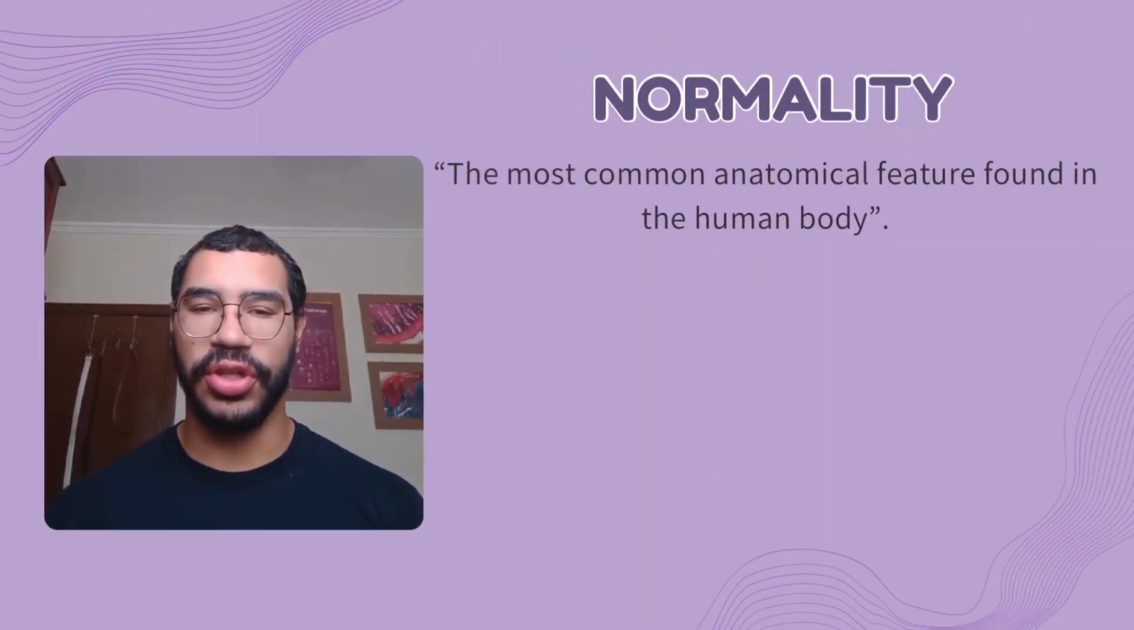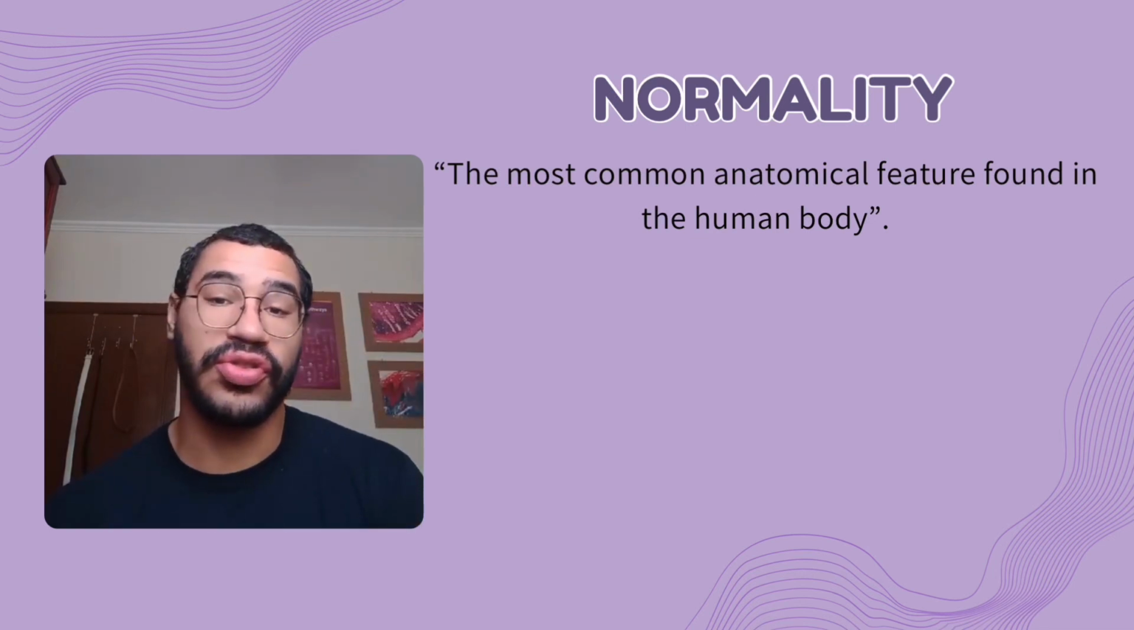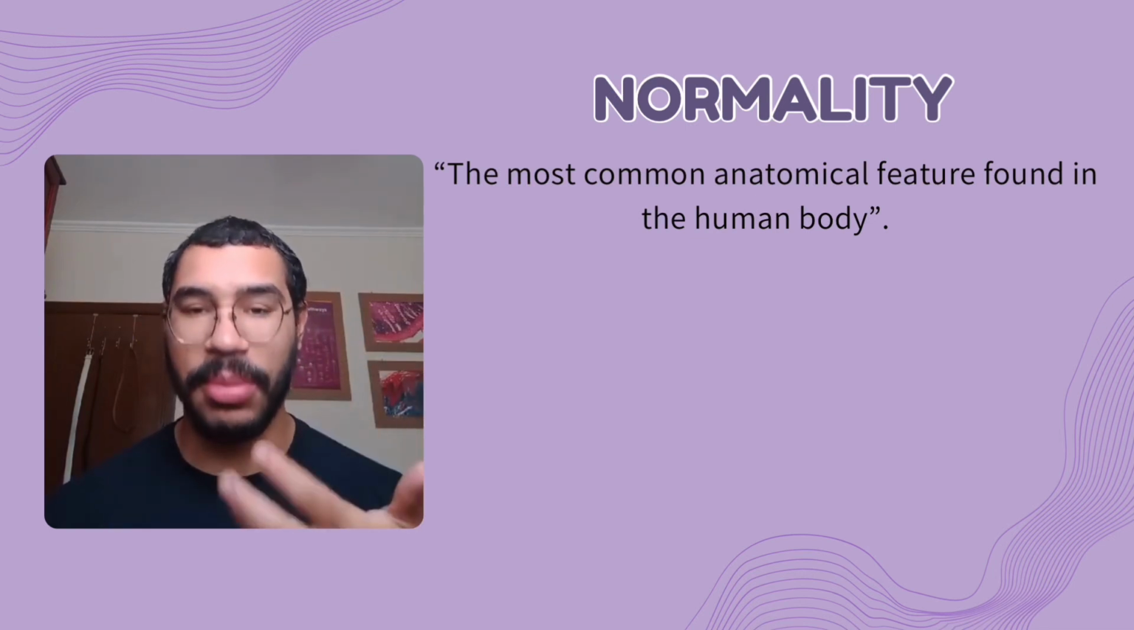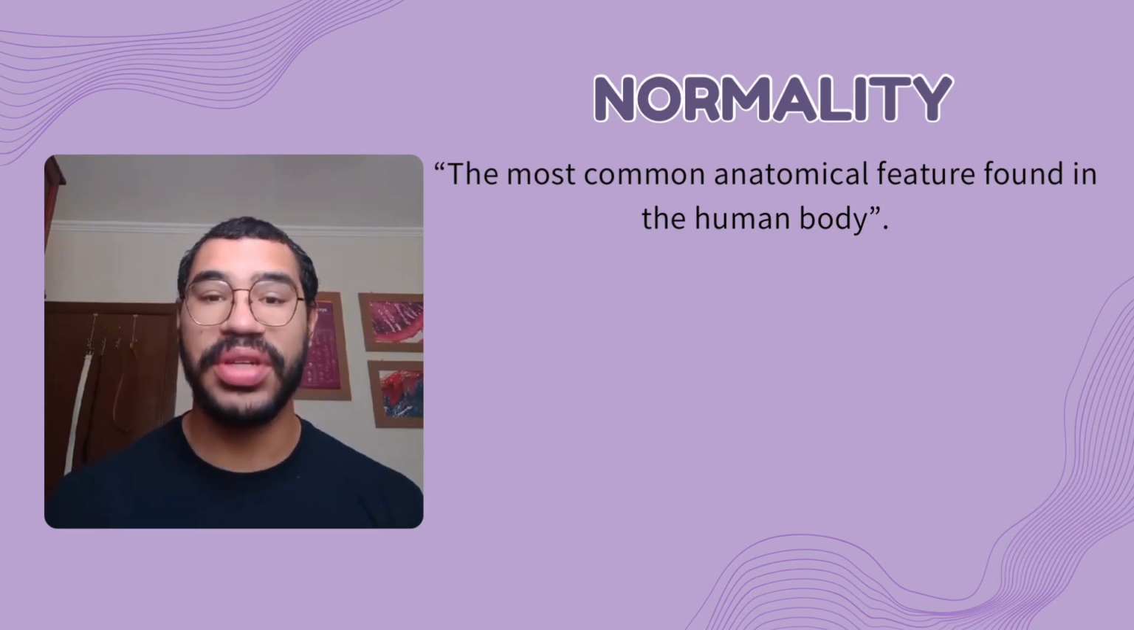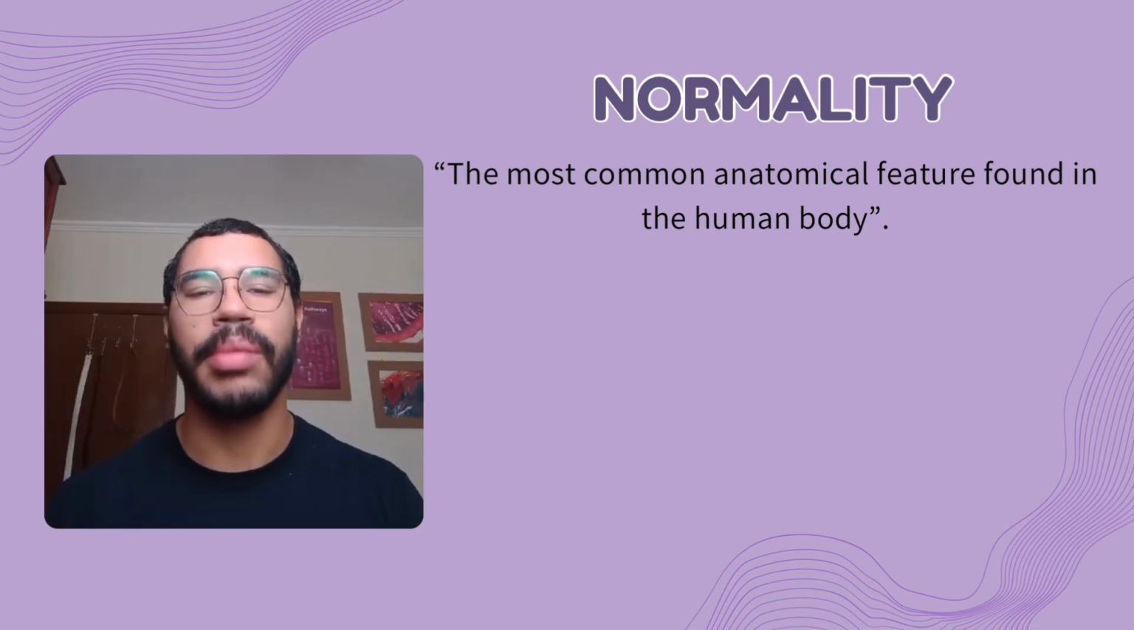It is important to know that anatomy books will always bring images of what is considered to be normal, meaning the most common features in the human body. So this is the so-called normality, which we can translate as the most common features found in the human body, whoever we might be looking at.